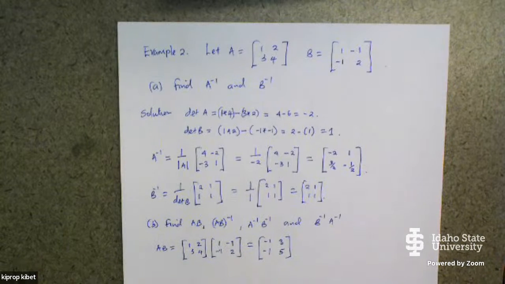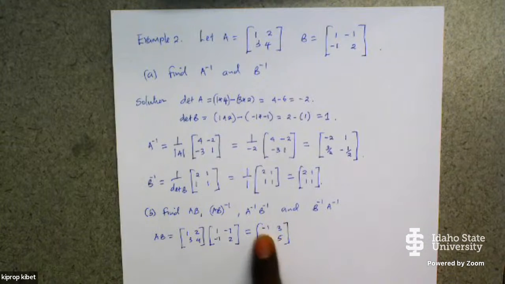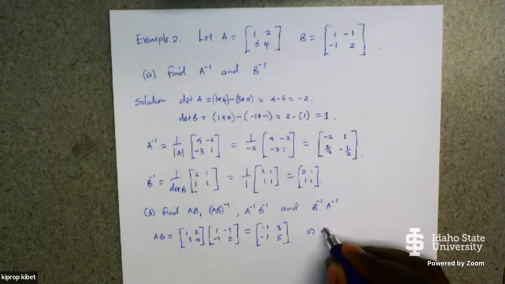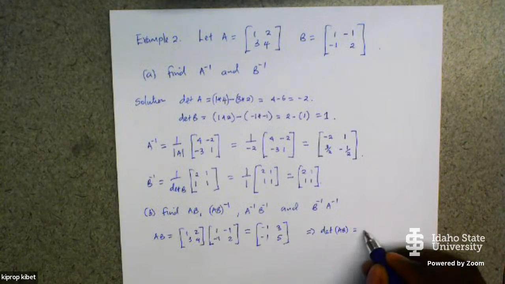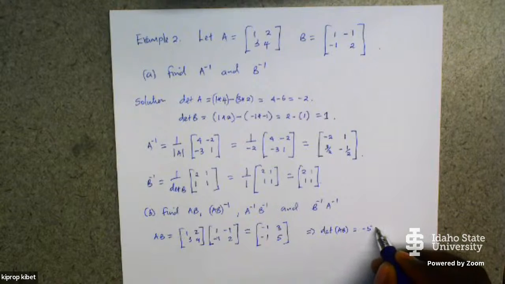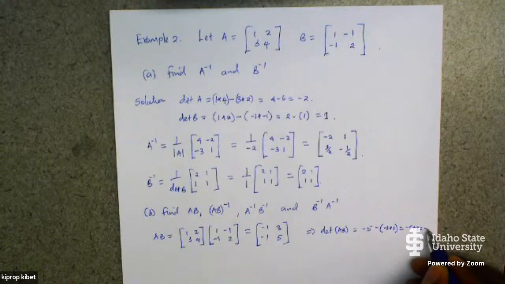Yep. And then, so what is AB inverse? So AB inverse is, you just get the determinant of this. So then determinant of AB equals to what? Equals -5 minus 3 multiplied by 1, which is equal to -5 plus 3, which is equal to -2.